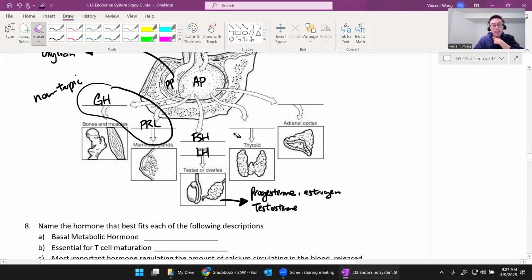This is the thyroid. So another hormone, from the thyroid, we will get T3, T4. But what triggers the thyroid to release T3, T4? It is the TSH. Very good. Right. I didn't even see the answer. Yep, TSH right there. Good.